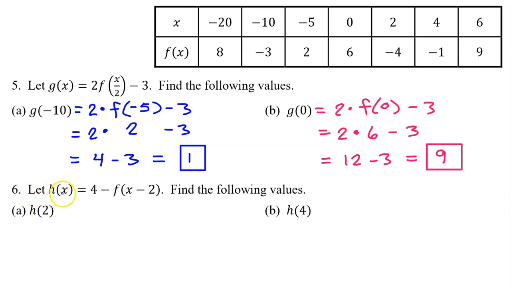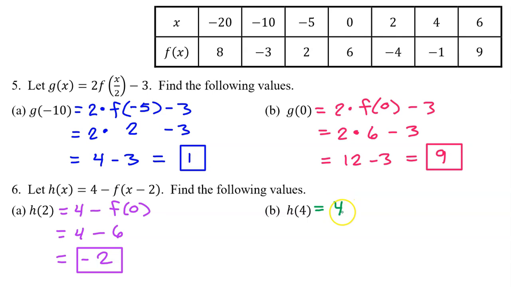For number 6, let h of x equal 4 minus f at x minus 2. For part A, we need to find h at 2. So we will substitute 2 for x right here. So that's going to give us 4 minus f at 2 minus 2. That's f at 0. What is f at 0? There's 0. F at 0 is 6. And 4 minus 6 is negative 2. So that's the answer for part A.